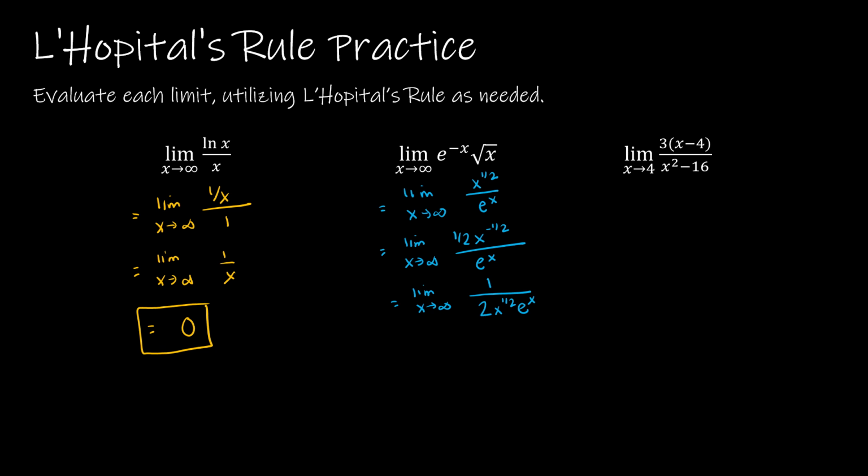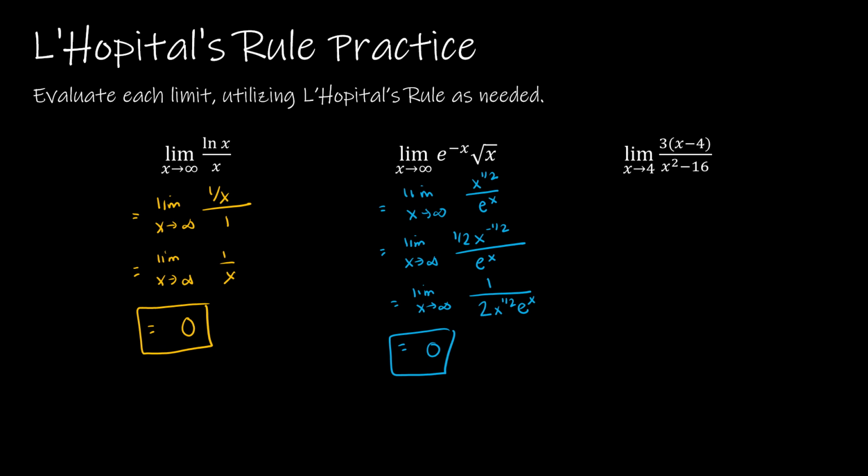Now from here, I'm just going to try to direct substitute infinity. So I have 1 in the numerator. I have 2 times, what do I get here? x to the 1/2. As x gets bigger and bigger, that gets bigger and bigger. And as e to the x, x gets bigger and bigger, that gets bigger and bigger. So this is really 1 divided by infinity, right? And so if I get 1 divided by infinity, that limit is 0. So we have 0 twice.